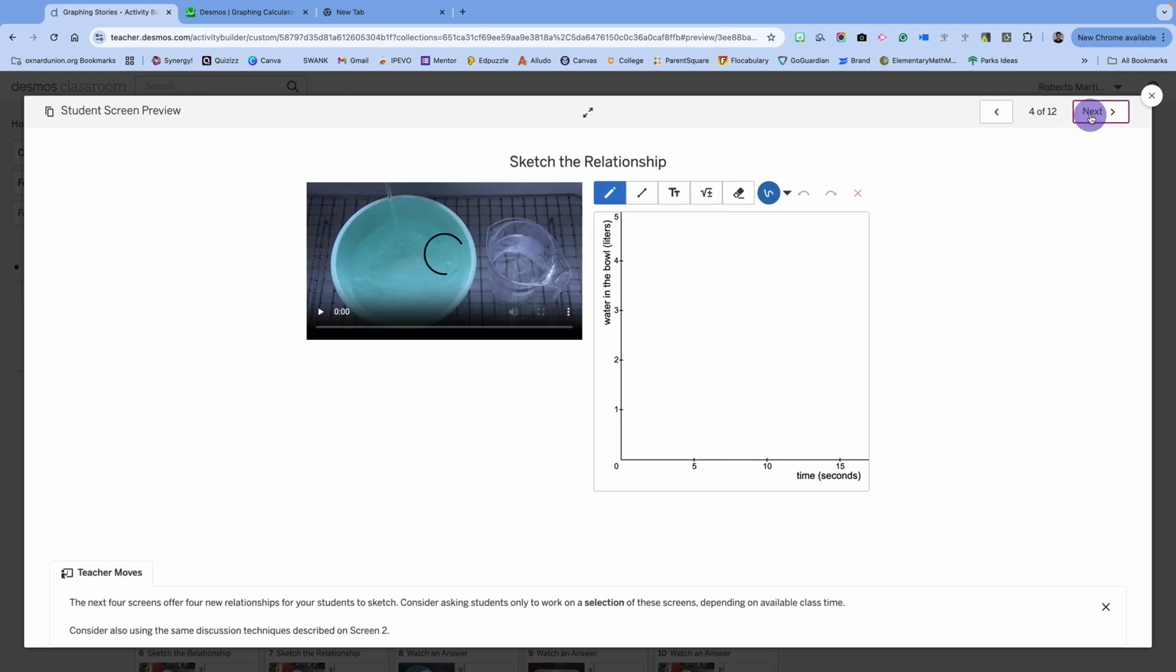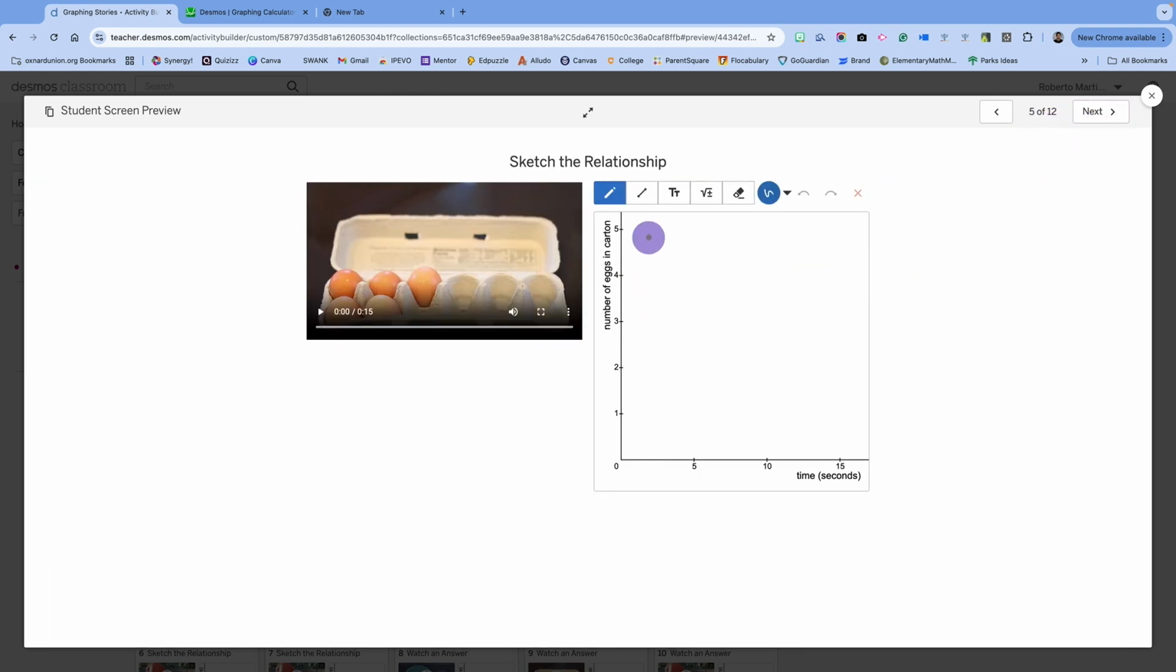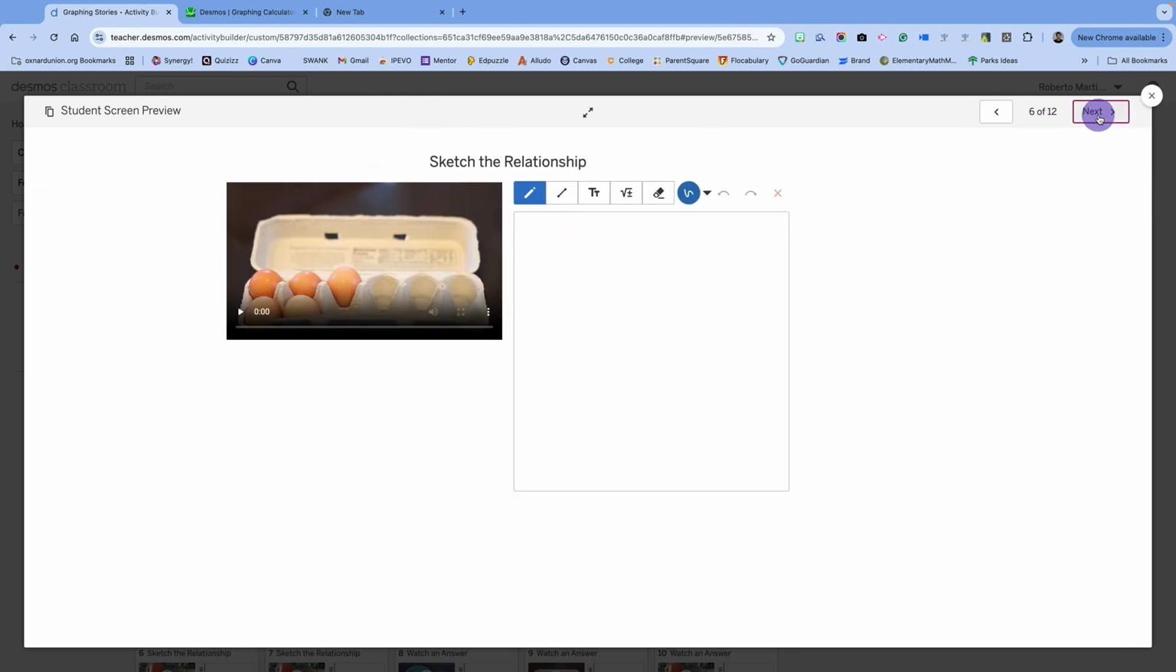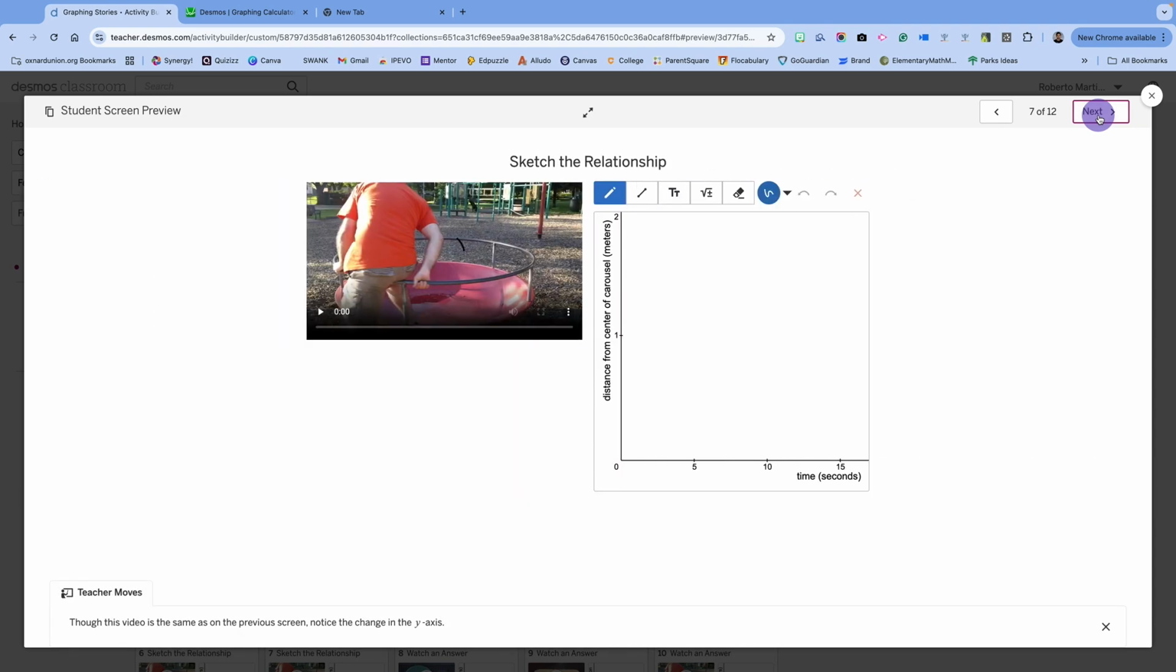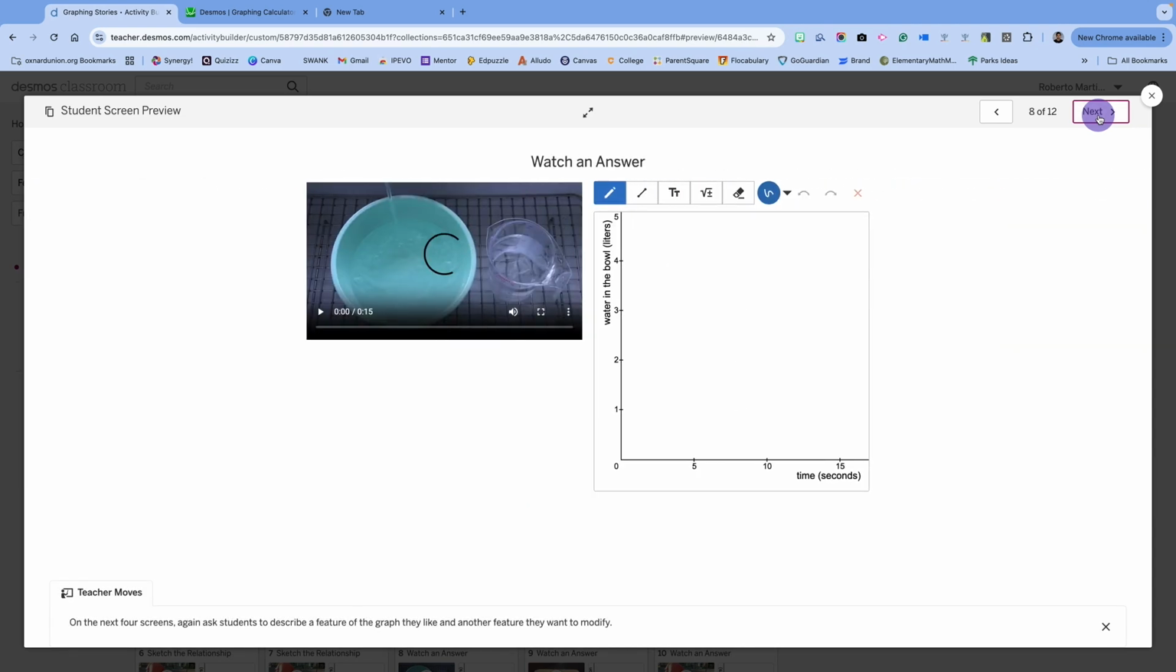Let's take a look at the next one. So water pouring in. We're just going to go ahead and look at the answer. Oh, actually, they're sketching. We're going to look at the answers over here. So let's watch the answer. Okay, so water being poured. You can see water being poured.